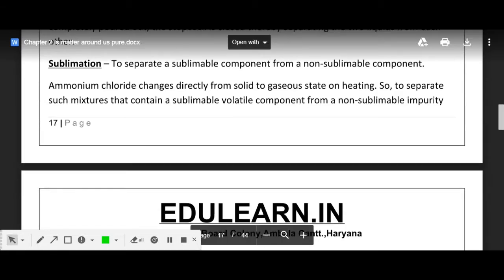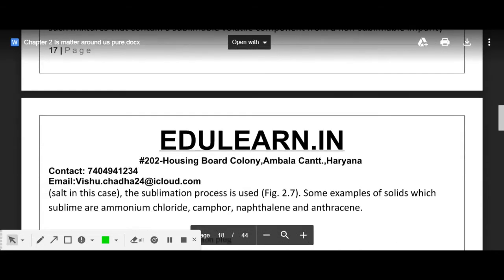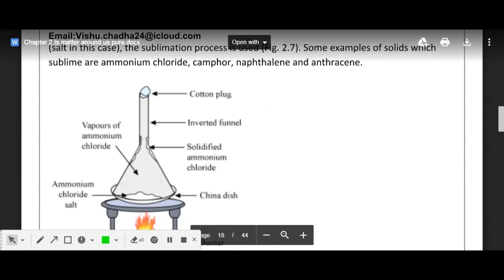Third is sublimation. That's again an important one. To separate a sublimable component from a non-sublimable component, like ammonium chloride, which changes directly into gaseous state on heating. To separate such mixtures that contain a sublimable volatile component with a non-sublimable impurity. This we have already covered in our previous video also.